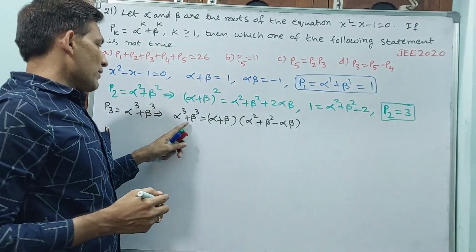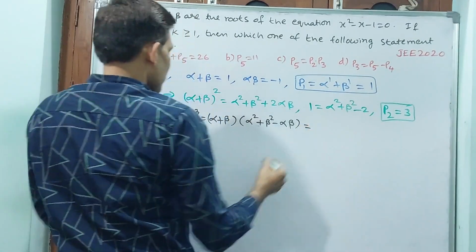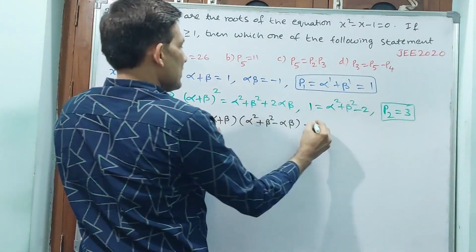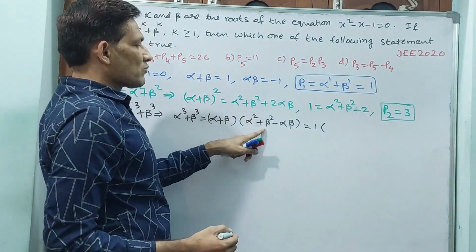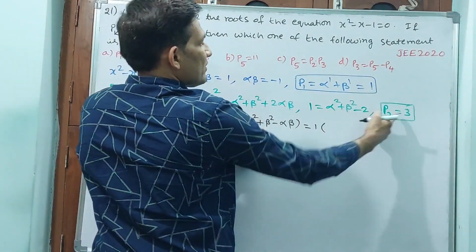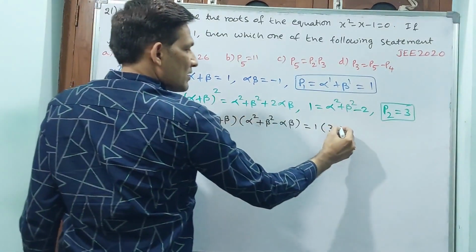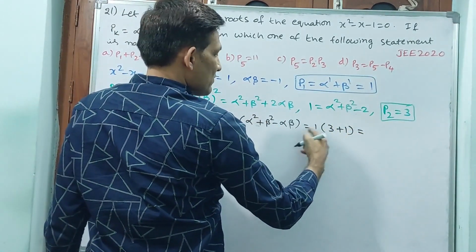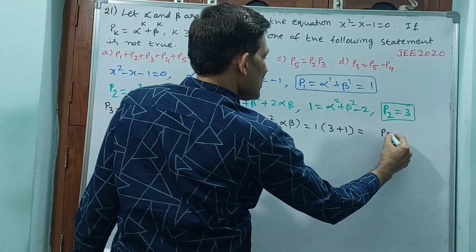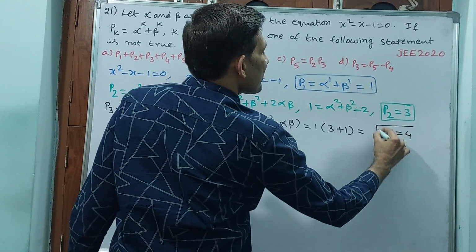Okay, see, alpha cube plus beta cube is equal to alpha plus beta, value how much? 1, into alpha square plus beta square, value already you are having 3, minus alpha beta, value minus 1. Minus of minus 1 is plus 1, that is equal to 3 plus 1 is 4. That means, shall I write p3 is equal to 4?